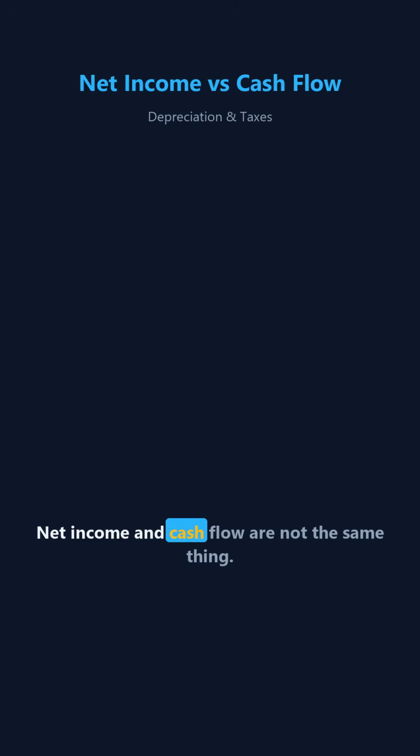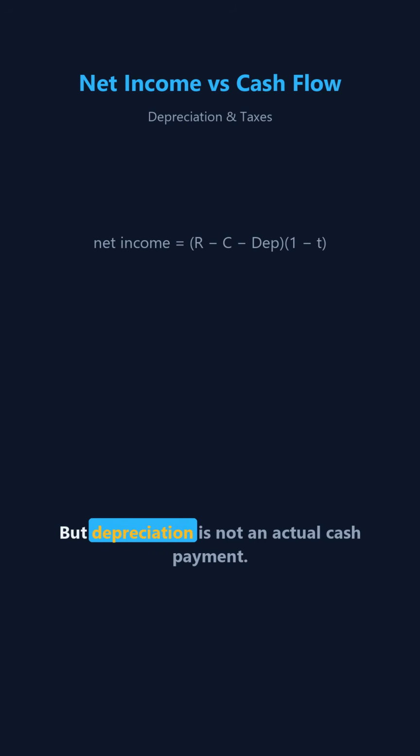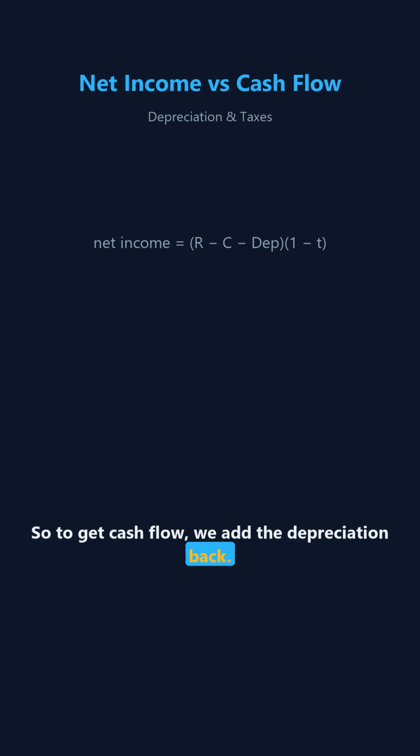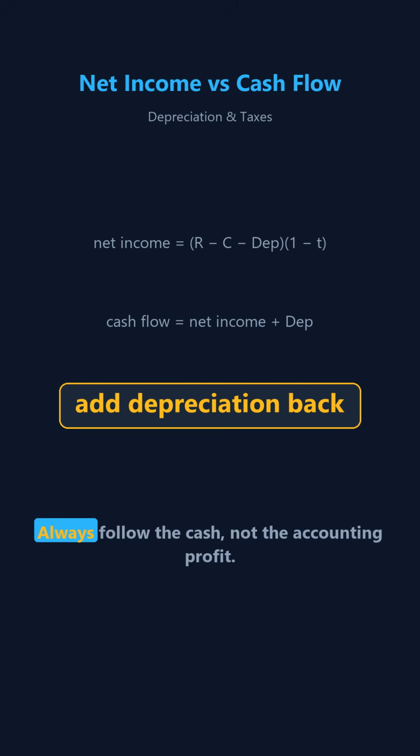Net income and cash flow are not the same thing. Net income subtracts depreciation as an expense. But depreciation is not an actual cash payment. So to get cash flow, we add the depreciation back. Cash flow equals net income plus depreciation. Always follow the cash, not the accounting profit.